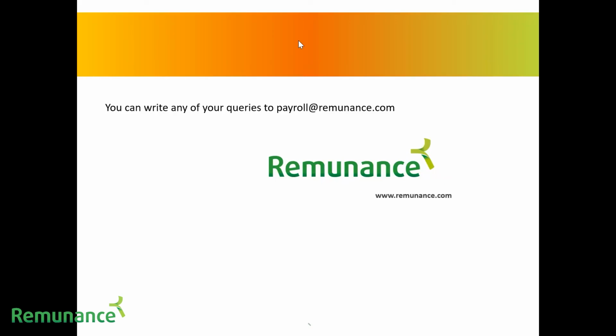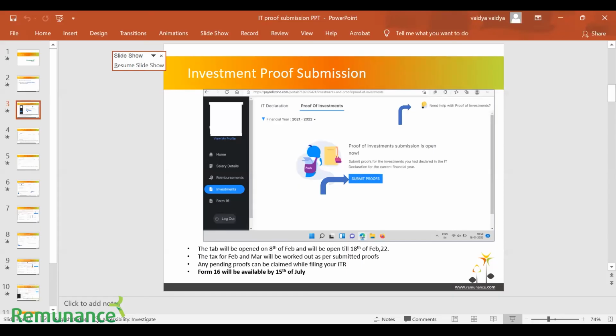Okay, Sheetal, I'll just take you through to the first screen of my presentation. Just a minute. So this is the screen. Whenever you log into the portal, you will see these options on the left hand side. In that, you have to click on the investment. Once you click on the investment, the screen will open. On the right hand side, if you see the arrow, "Need help with proof of investment," you can click on that and the help file will get downloaded.